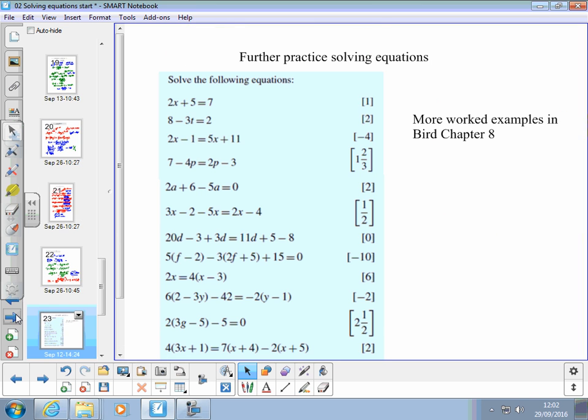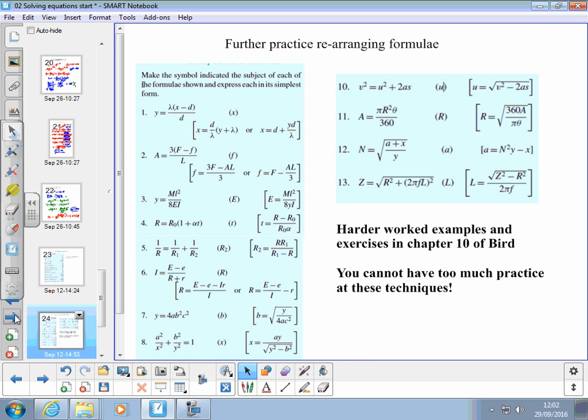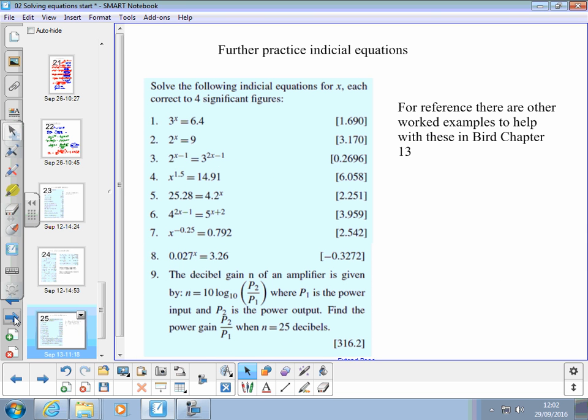Okay, in your notes on that following page, there's some further practice solving equations that we did first. Then there is further practice rearranging formulae, and there are some harder worked examples and exercises in chapter 10 of the Bird book. You cannot have too much practice at these techniques. Then finally there's some further practice on indicial equations. Again, there are worked examples to help with them in your Bird book, chapter 13.